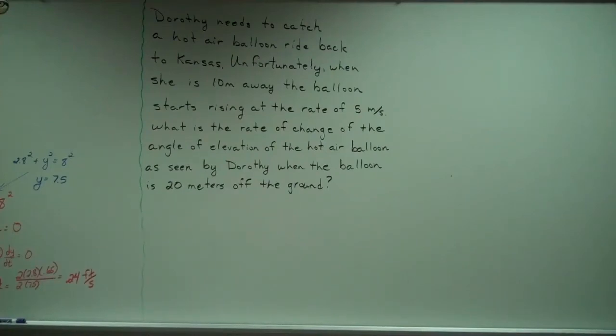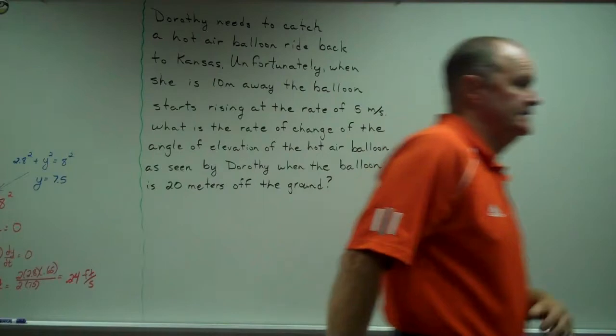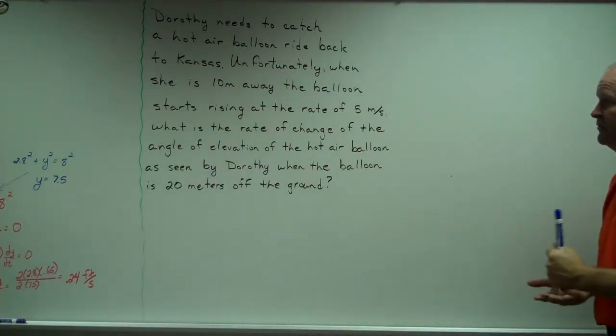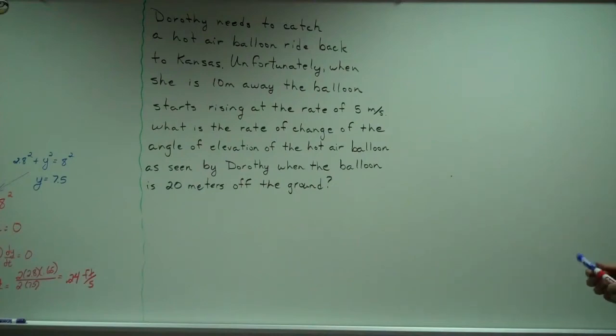Okay, third one's got that same thing. It's got a picture for you, but you should be able to kind of draw this without the picture. Dorothy needs to catch a hot air balloon ride back to Kansas. Unfortunately, when she's 10 meters away from the balloon, it starts rising at a rate of 5 meters per second.